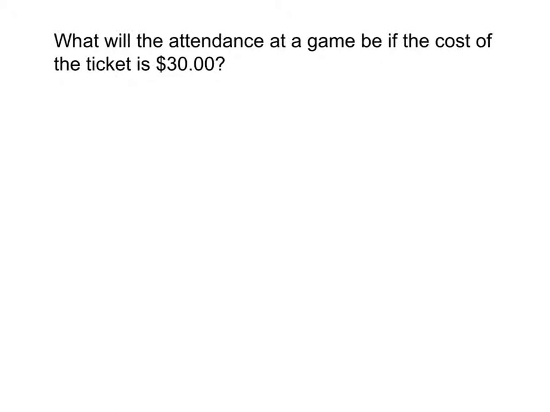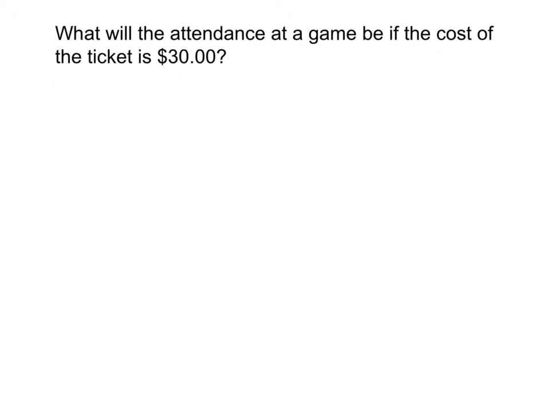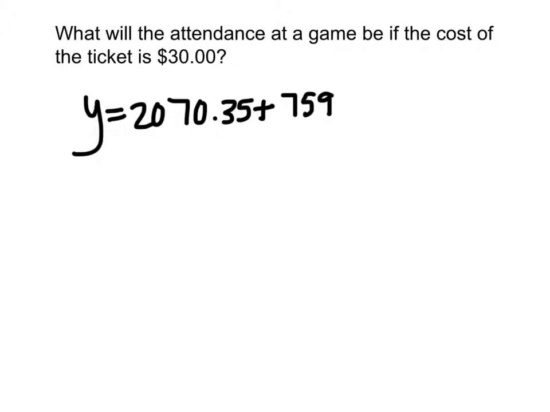Now we will find an alternate y value. The question is, what will the attendance at a game be if the cost of the ticket is $30? So we're going to go back and use the equation for line of best fit, which is y equals 2070.35 plus 759.24x. So we are going to plug the 30 in for the x value to solve for y.